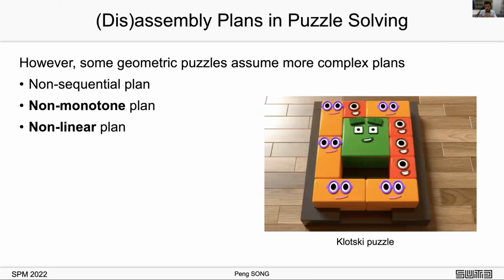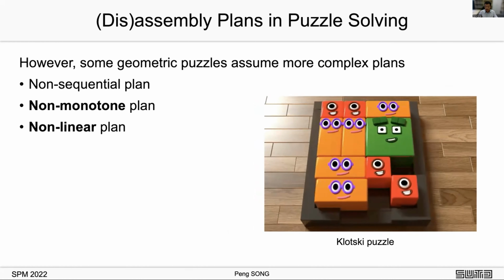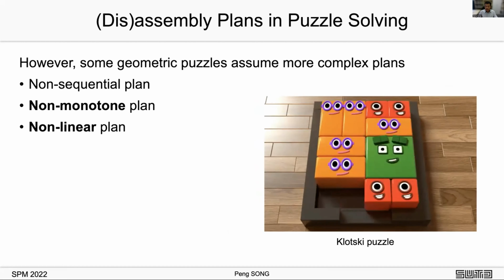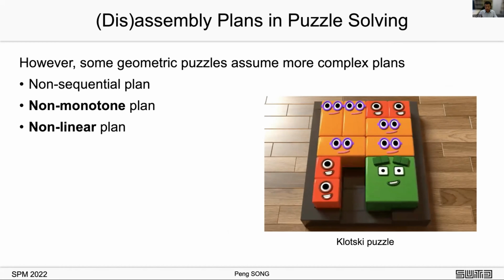The Curiosity puzzle assumes a long, non-monotone, linear or non-linear disassembly plan. That means we need many intermediate placements of the puzzle pieces in order to take out the green piece. When moving the puzzle pieces, we can either move a single puzzle piece or a subset of puzzle pieces along the same direction.